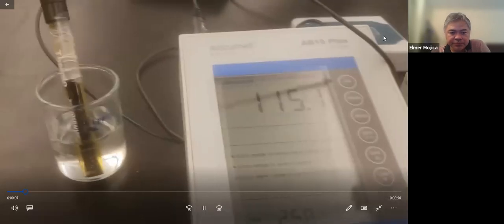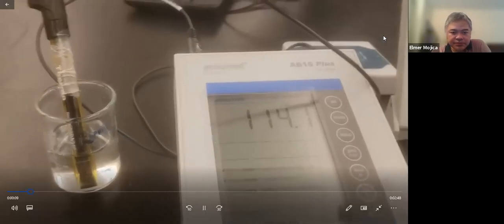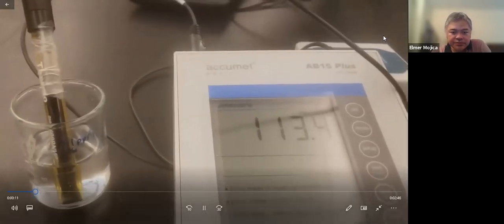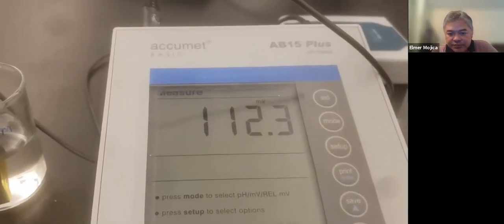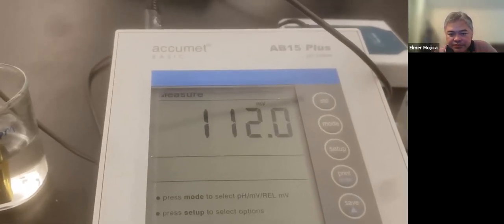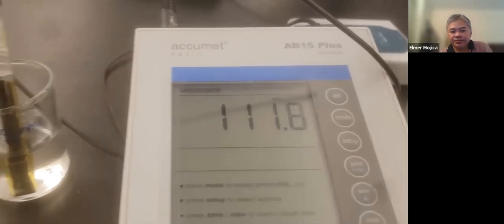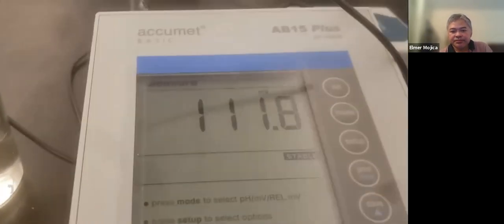The reading of 0.1 ppm fluoride. As you could see, it's not as high as the one that we have earlier. 112.3. So it's stable now.